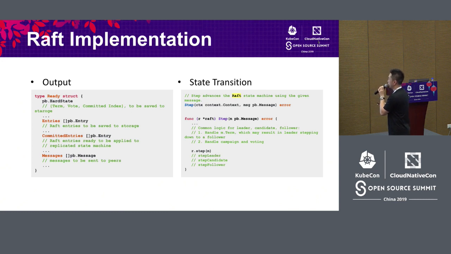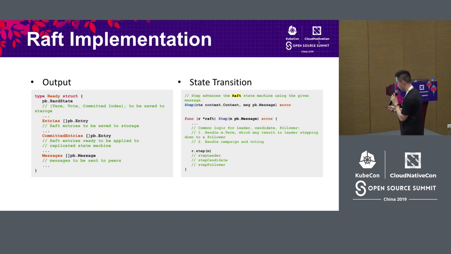Now, how does the state transition? The core function is going to be the function called step with the capital S. Step function advances the Raft state machine using the given input. Remember, what's the input of the state machine? It's the message, right? So this is the input to the state machine, and you call this function. It's going to advance your Raft state machine to the next state and output the thing here. If we look into this function, it eventually calls this function. And in the beginning, there's some common logic no matter whether you're a leader, a candidate, or a follower. And then it calls this lowercase step function, which is different depending on whether you're a leader, then this function is going to be called step leader, et cetera, right? So it depends on your state, this function is going to be different.